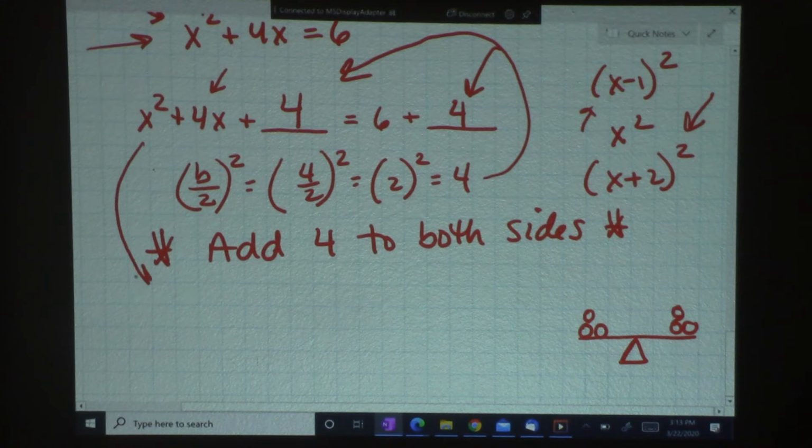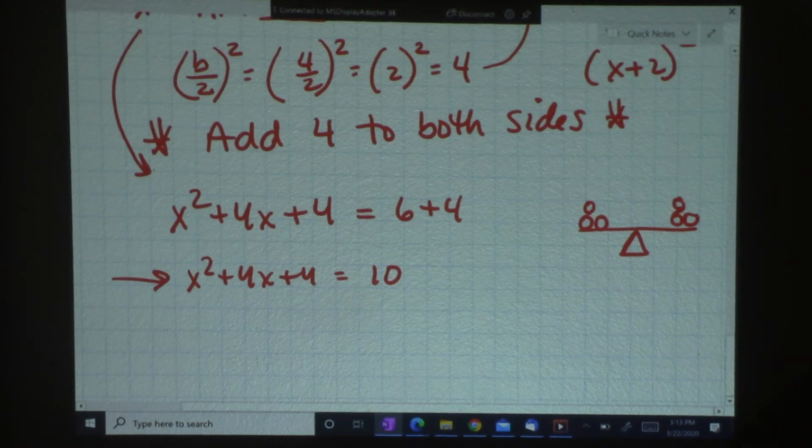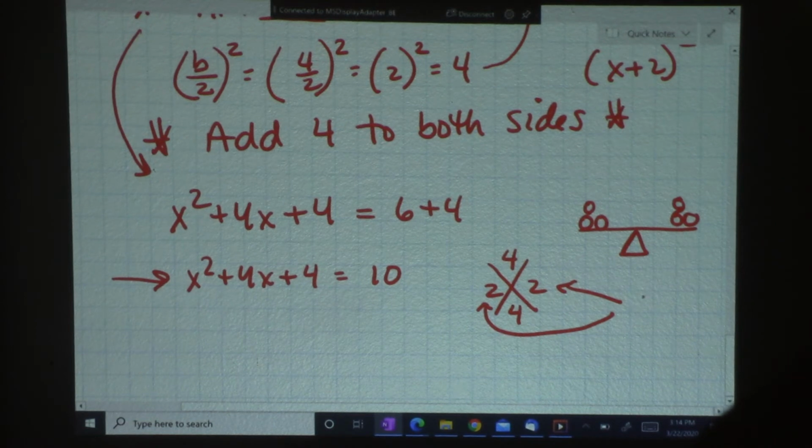Now this is kind of messy, so I'm going to rewrite it down here. And now I'm going to solve. So the first thing I do is add 6 and 4. Now, what I want to do here is use magic X. So what multiplies to be 4 and adds to be 4? Well, obviously 2 and 2. And if I'm completing the square, these must be the same. My factors must be the same.